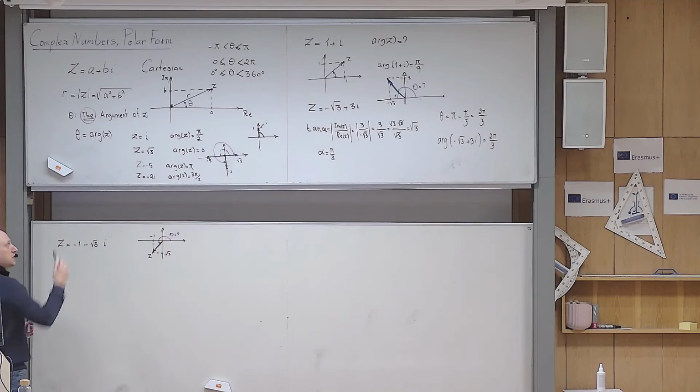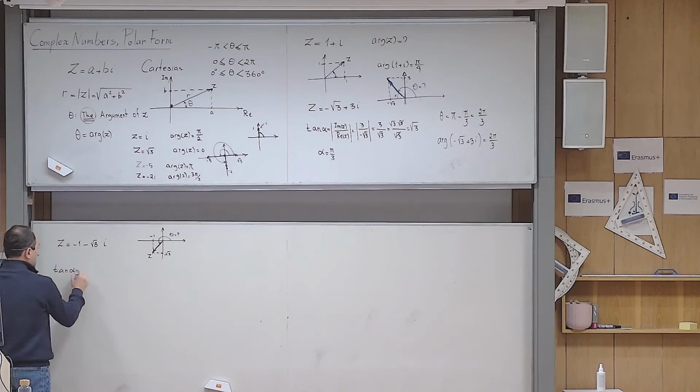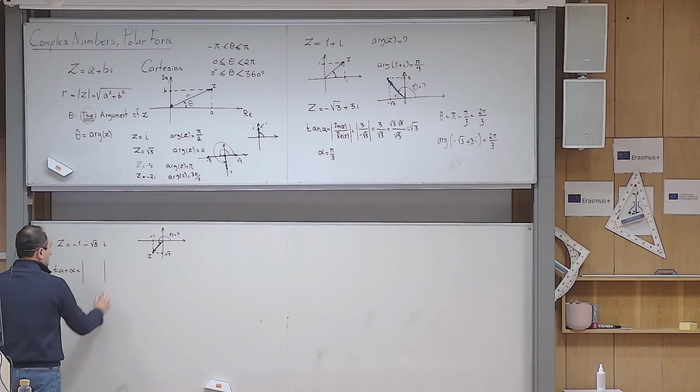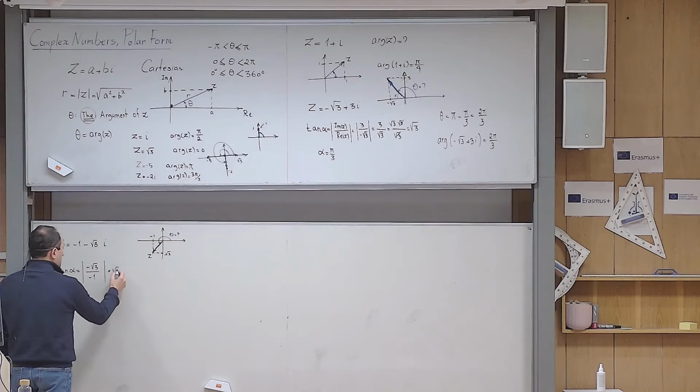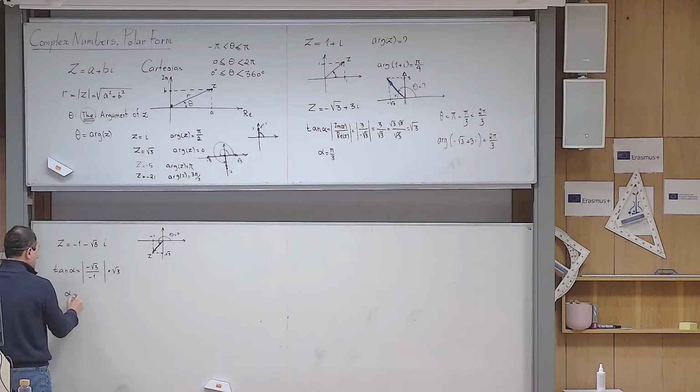Use the same formula here as well. So tangent alpha is the absolute value of the imaginary part, which is minus the square root of 3, divided by the real part, which is minus 1. So simply it becomes the square root of 3, and alpha is again pi over 3.